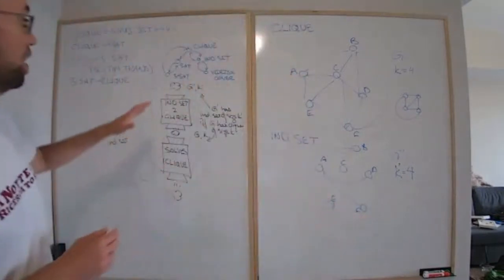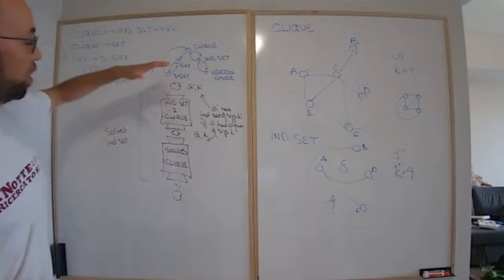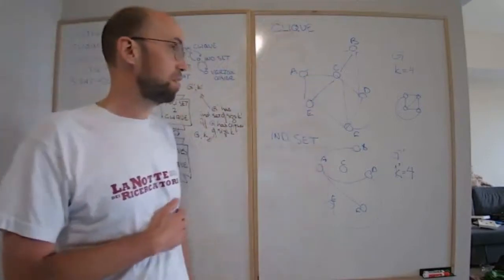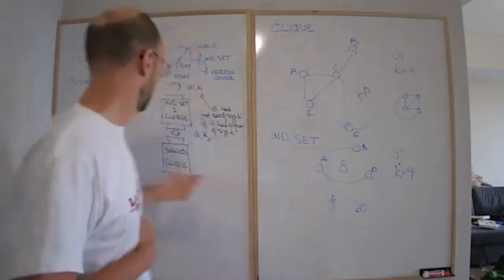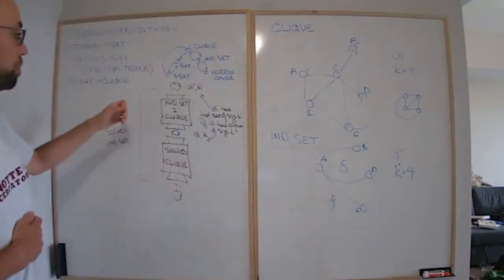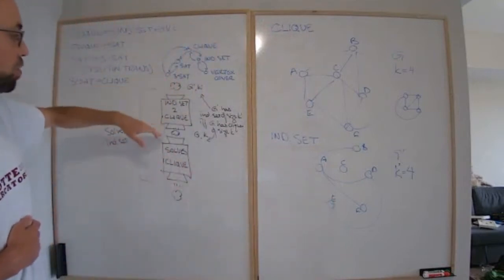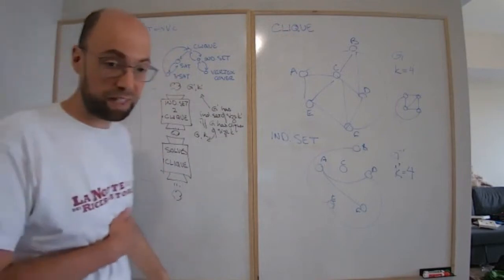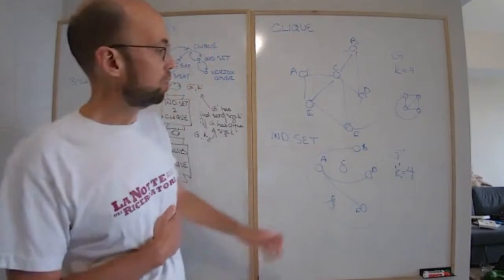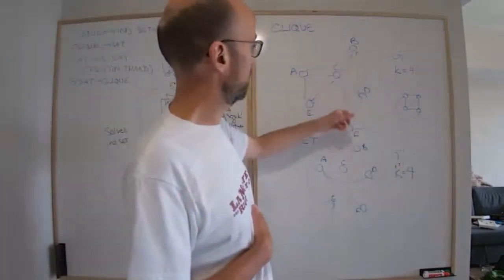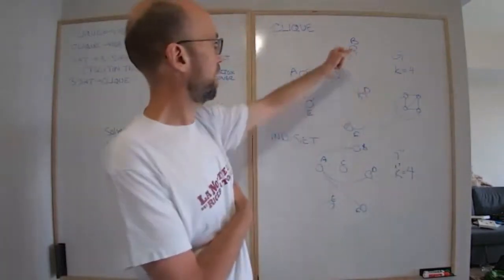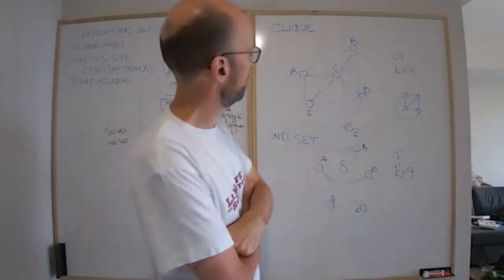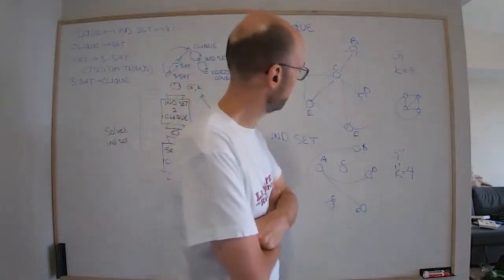Okay, so this is a reduction from independent set to clique. Given an instance of independent set, we turn it into an instance of clique. Oh, here, I don't think this has a clique of size 5. I don't see one. No, it doesn't.